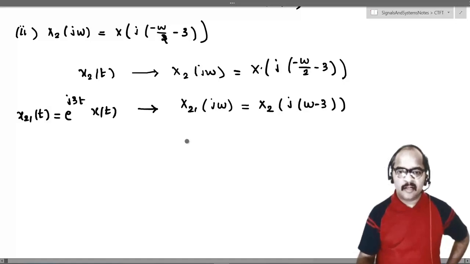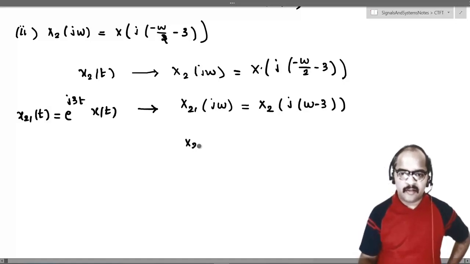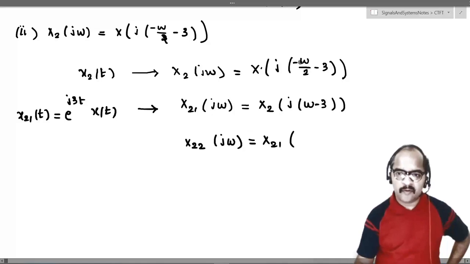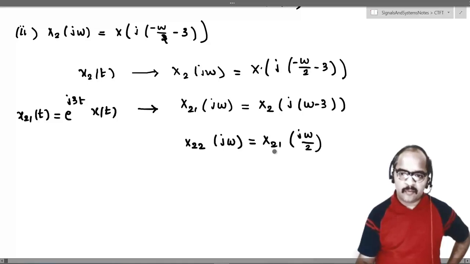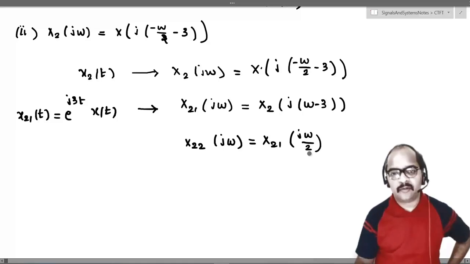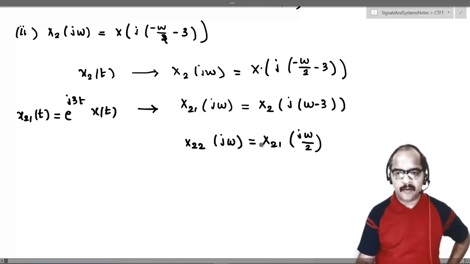But let's move on. So we define a new signal x22 of j omega. What is your expectation? x21 of what? We want a minus sign, you will see later. We want omega by 2. So we will replace omega with omega by 2 in x21 of j omega.